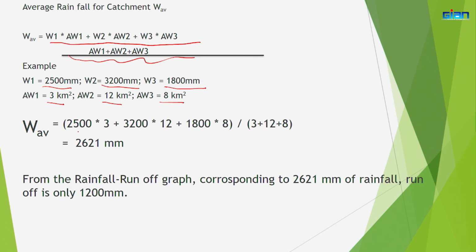rainfall, right, rainfall into area, divided by the total area, 2621 millimeters, right. So, that is in my catchment area, average rainfall is 2621 millimeters as per the 3 weather stations that are available, right. So, I can depend upon this number to some extent, right.